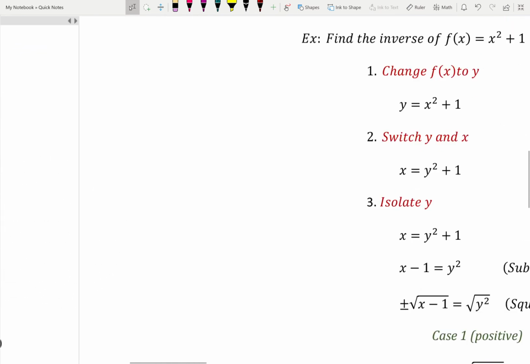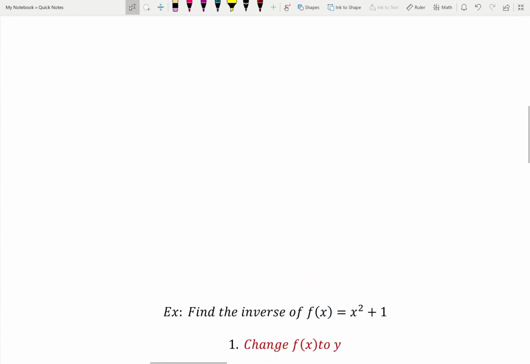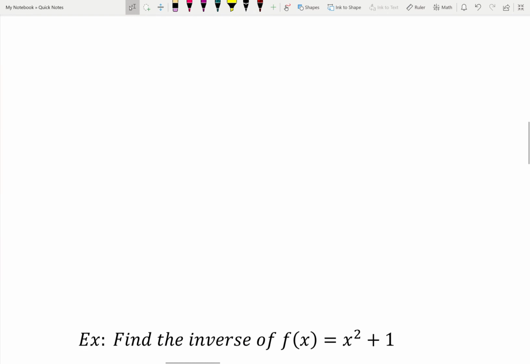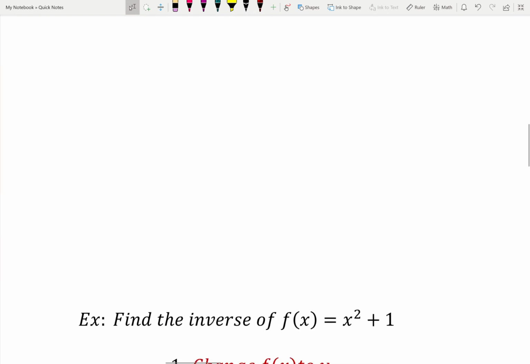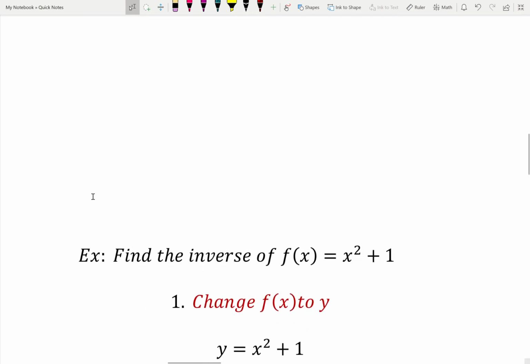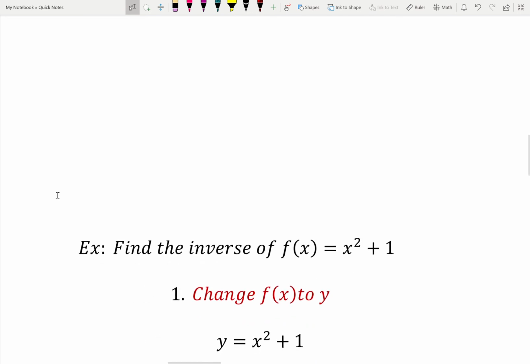Okay, one more. Find the inverse of f of x equals x squared plus 1. So step 1, change f of x to y. Great, we did that. So we have y equals x squared plus 1.